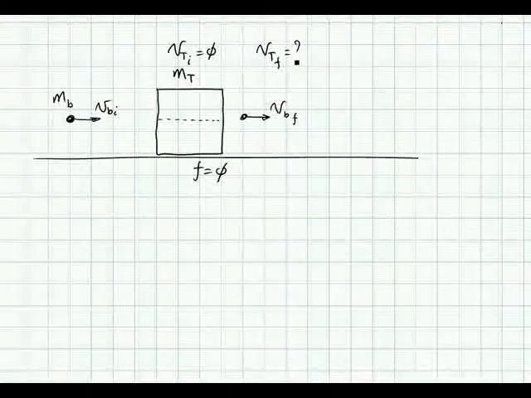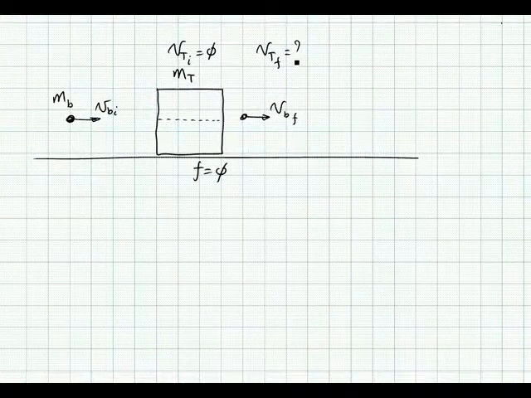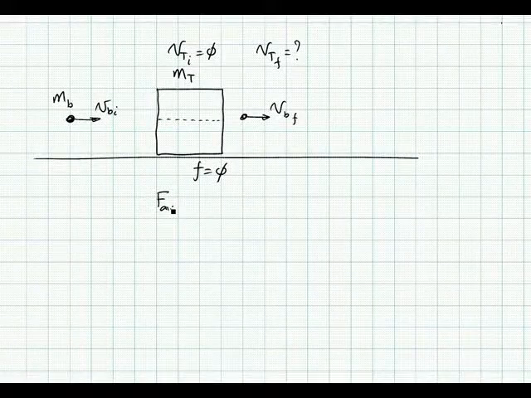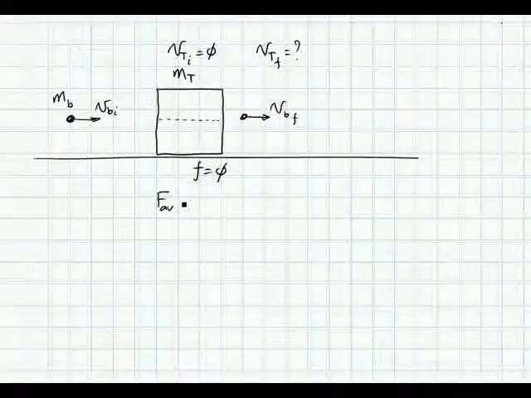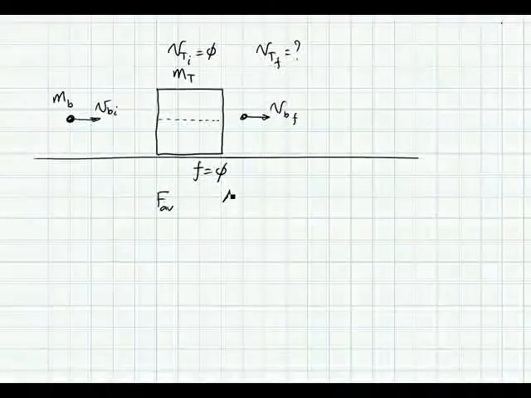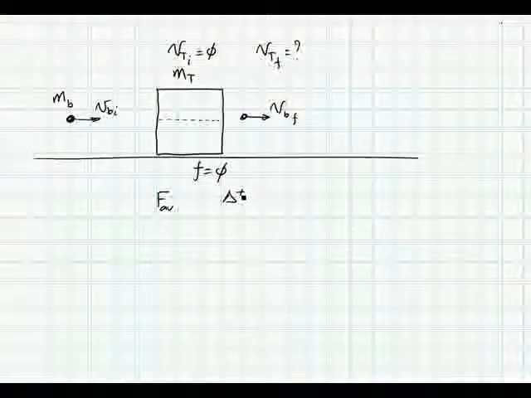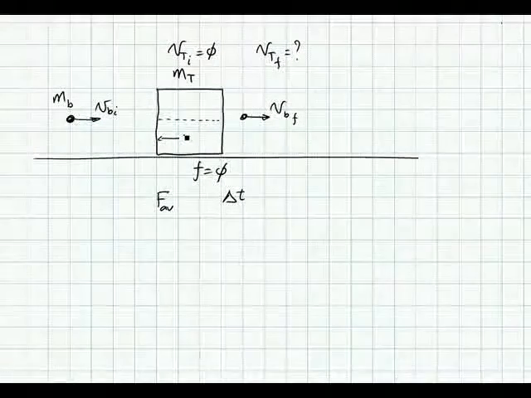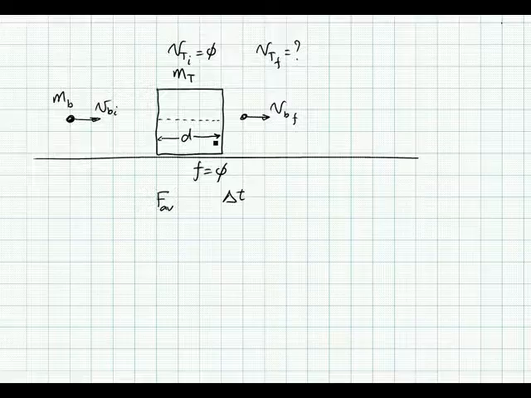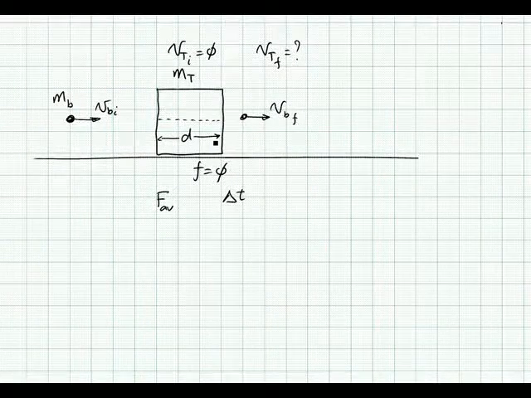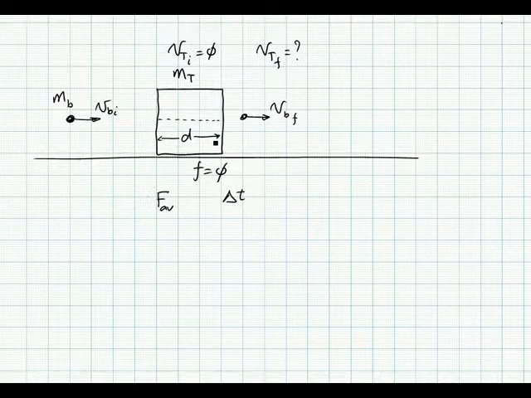We're also asked to find, I believe, the average force that the target exerts on the bullet to slow it down, as well as the time that it takes for the bullet to travel through the target, which we are told is d meters long. So we know the thickness of the target.